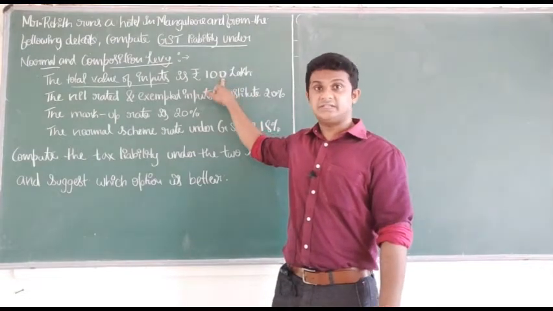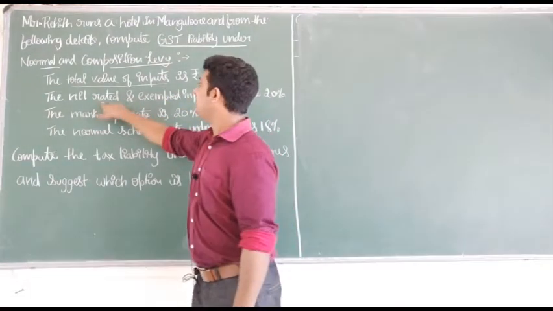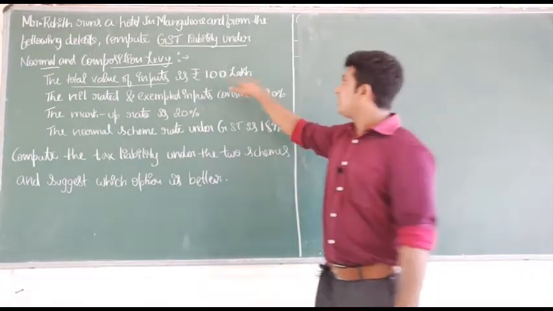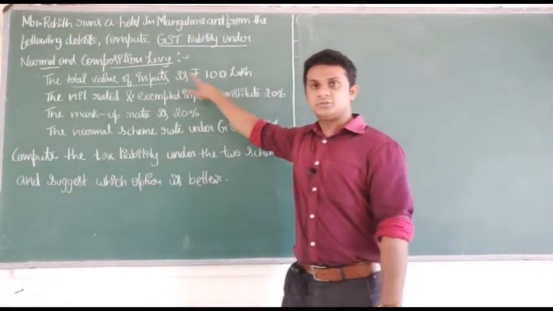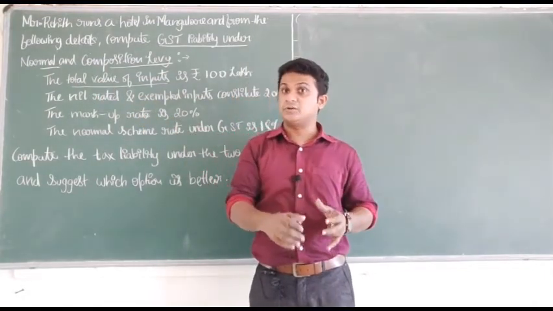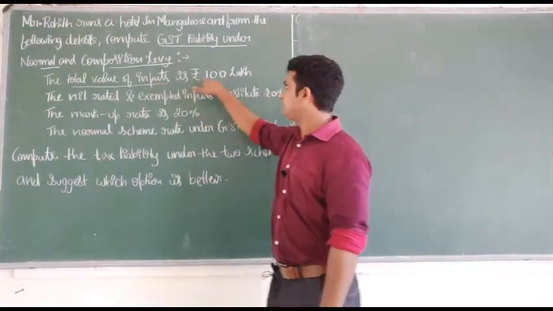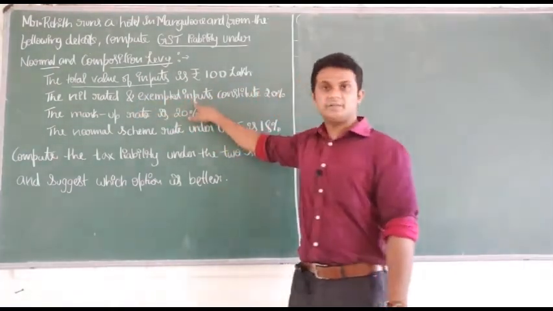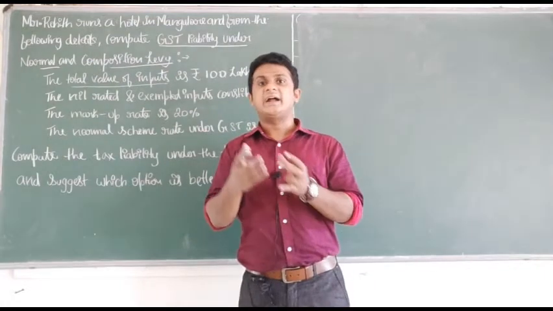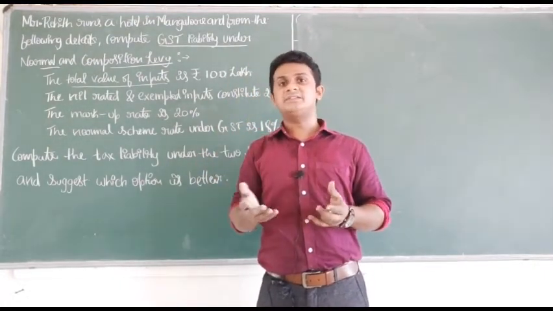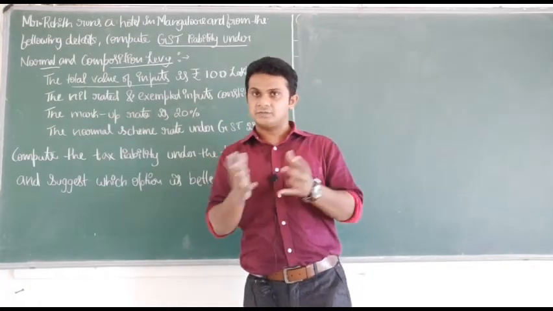In the next sentence, they have given that nil rated and exempted inputs constitute 20%. Out of 100 lakh, the total value of input, you can say the cost of input because it does not include GST, 20% is nil rated and exempted input. Nothing but nil rated and exempted supplies. Nil rated means zero rated, and exempted means the government has exempted certain products from GST.